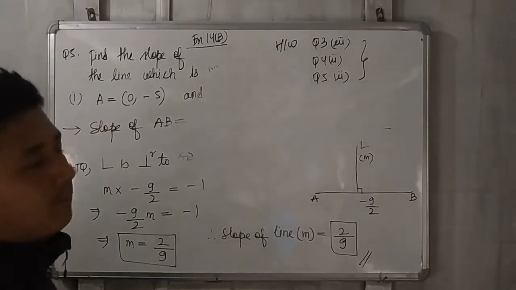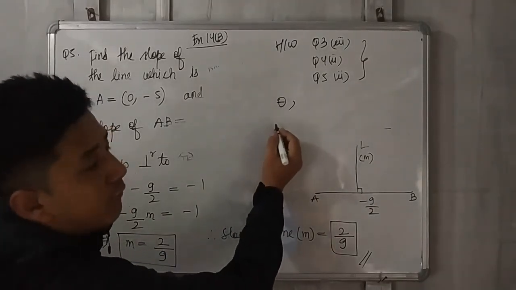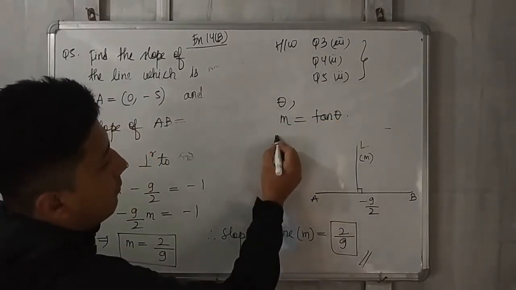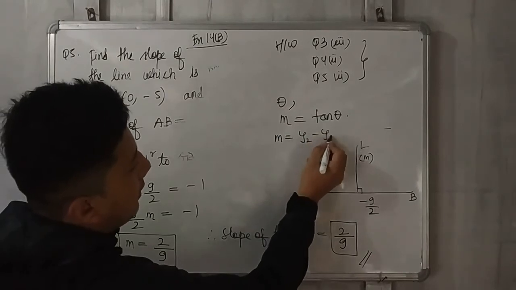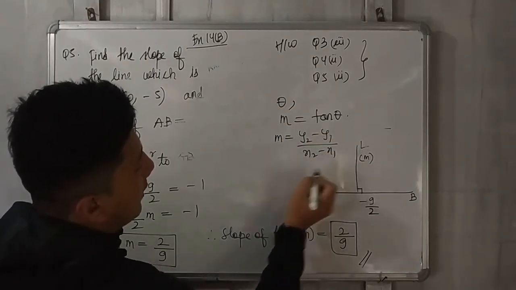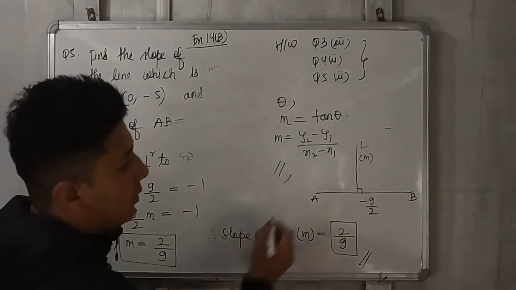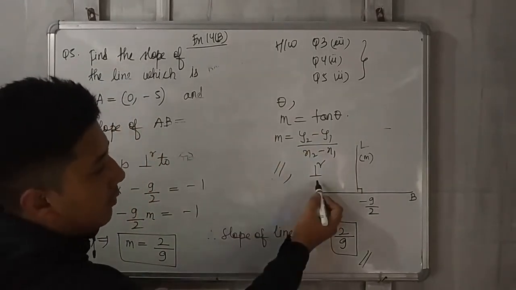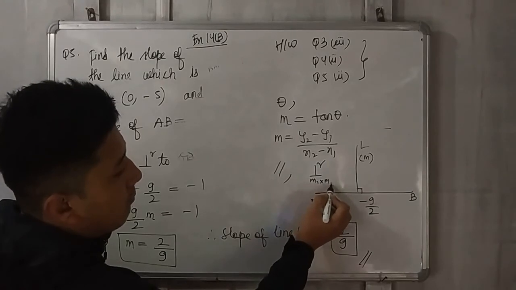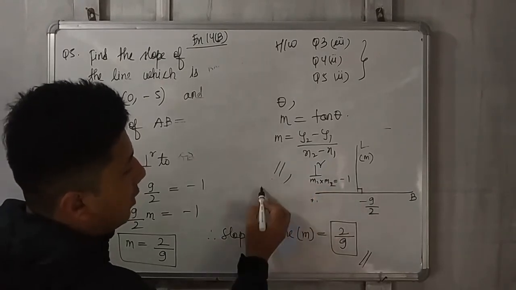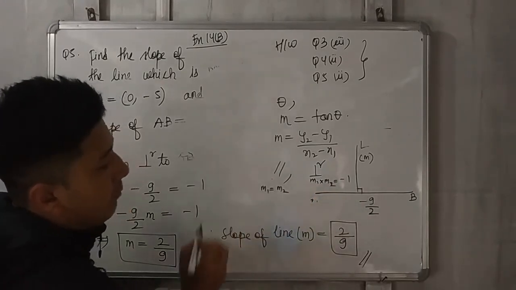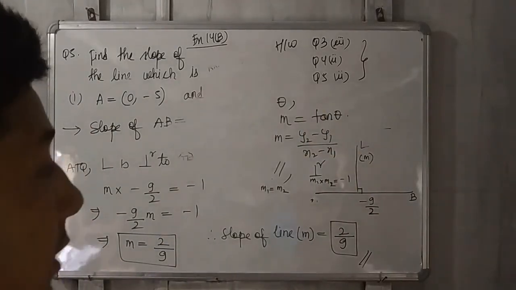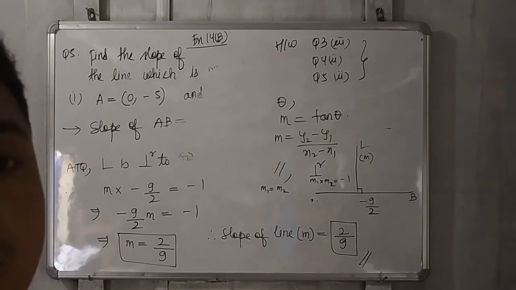Please don't forget about inclination. Please don't forget about m equals tan theta, and please don't forget about the formula m equals y2 minus y1 divided by x2 minus x1. When the lines are parallel to each other, the slopes are equal, and when the lines are perpendicular to each other, the product of the slopes is equal to minus 1. Okay, and out here m1 equals m2, because only these formulas are being included in this chapter, in this exercise, and it will be very easy for us to do.